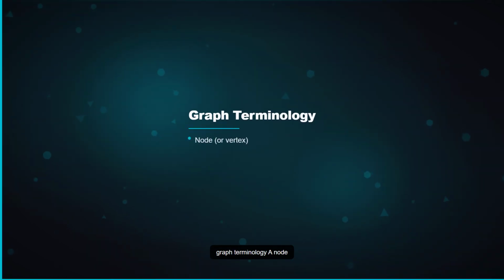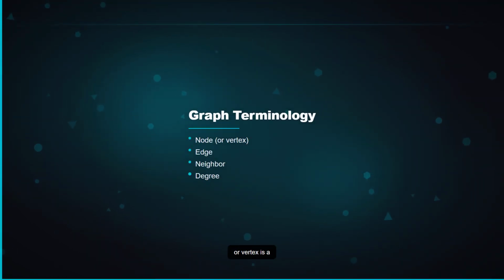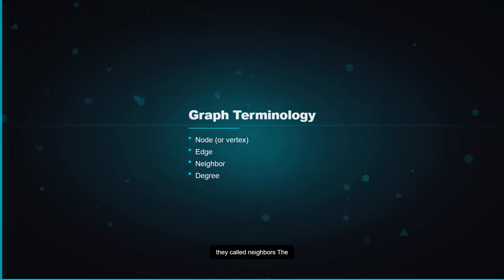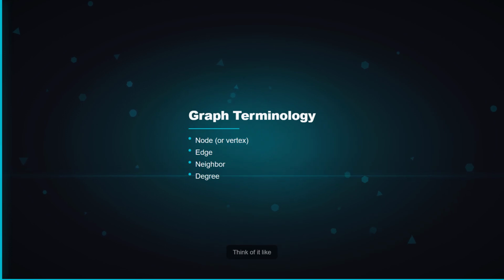Let's dive deeper into graph terminology. A node, or vertex, is a point in the graph. An edge is a connection between two nodes. When two nodes are connected by an edge, they're called neighbors. The degree of a node is the number of edges connected to it.